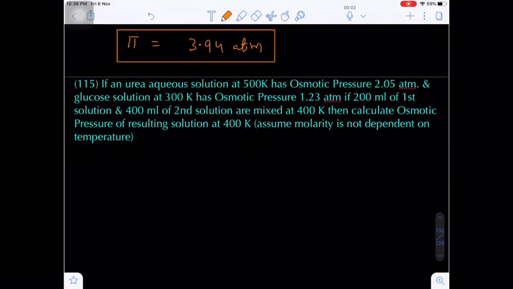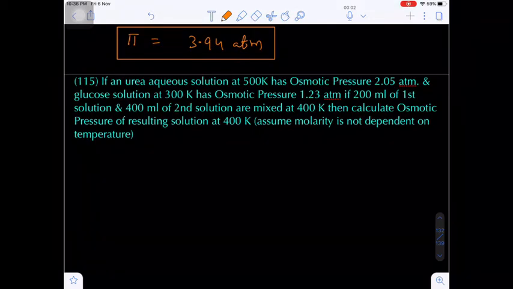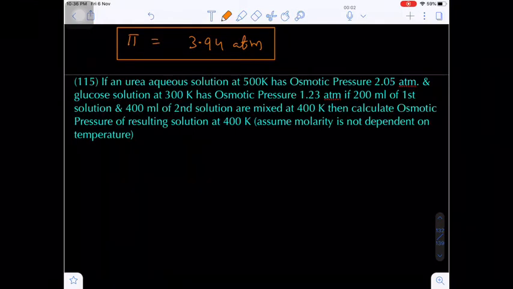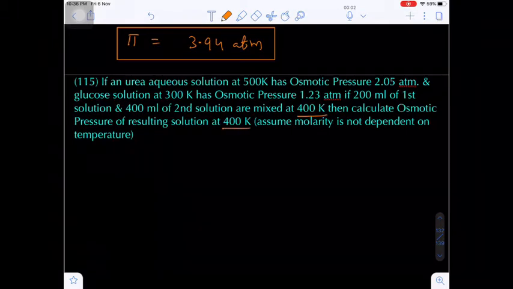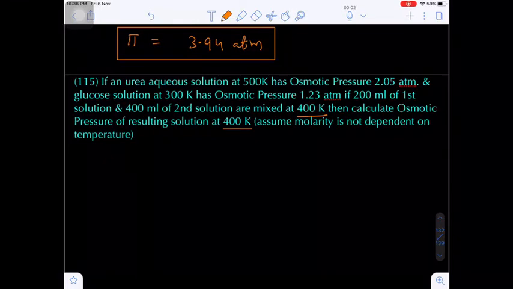Now question number 115. If a urea aqueous solution at 500 Kelvin has the osmotic pressure of 2.05 atm and the glucose solution at 300 Kelvin has the osmotic pressure 1.23 atm, if 200 ml of the first solution and 400 ml of the second solution are mixed at 400 Kelvin temperature, then find the osmotic pressure of the resulting solution at 400 Kelvin temperature. Assume molarity does not depend upon the temperature.